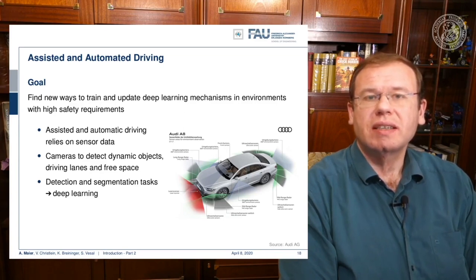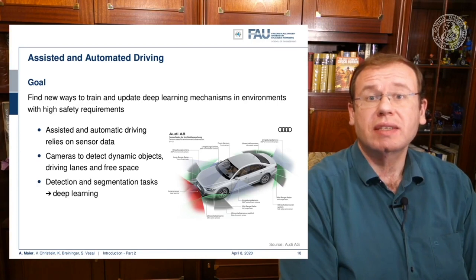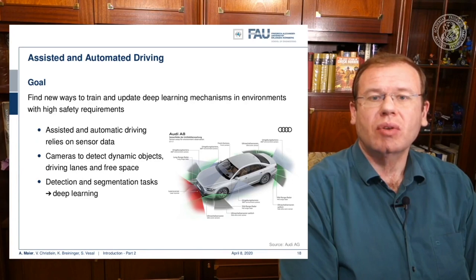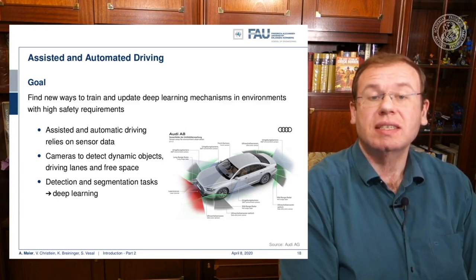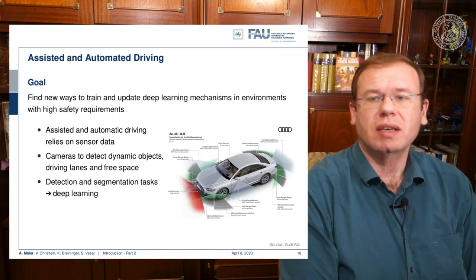You can see that the Audi A8 today is essentially a huge sensor system that has cameras and different sensors attached. Data is processed in real time in order to figure out things about the environment. It has functionalities like parking assistance. There are also functionalities to support you during driving and traffic jams, and this is all done using sensor systems. So, of course, there is a lot of detection and segmentation tasks involved.